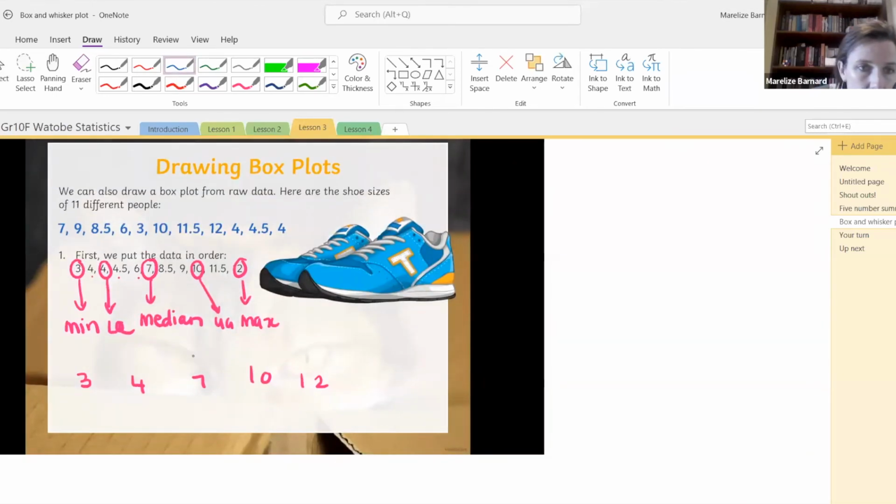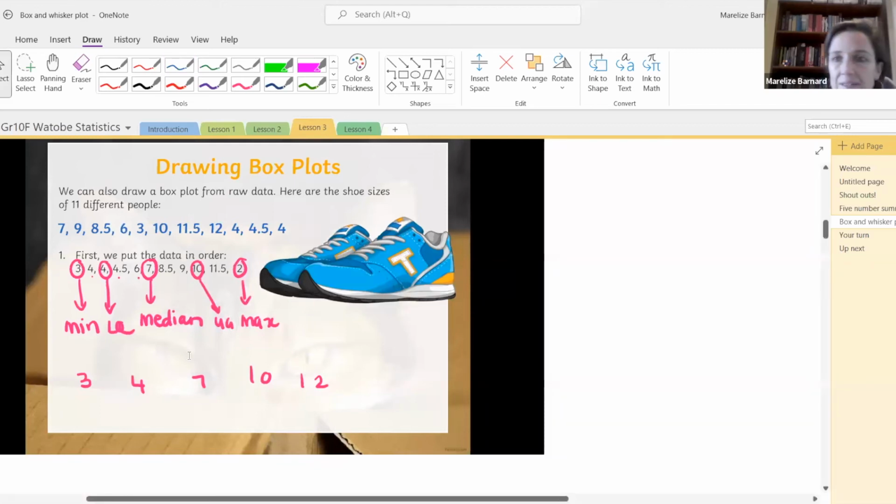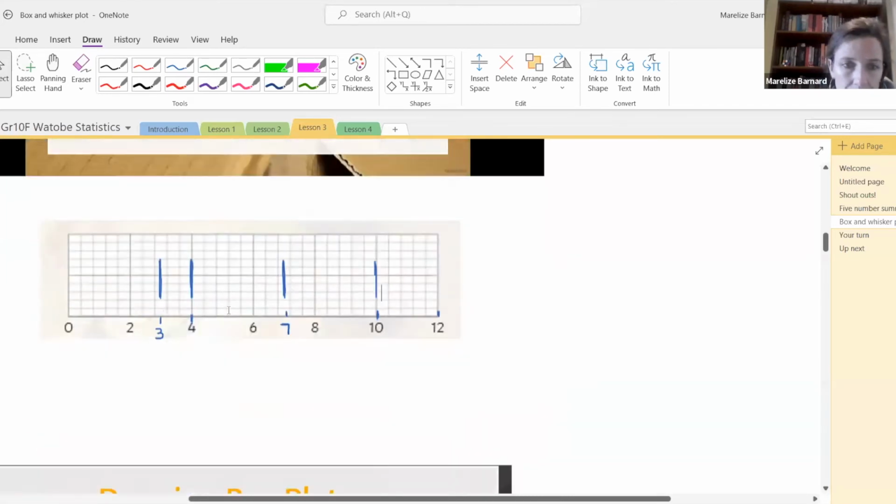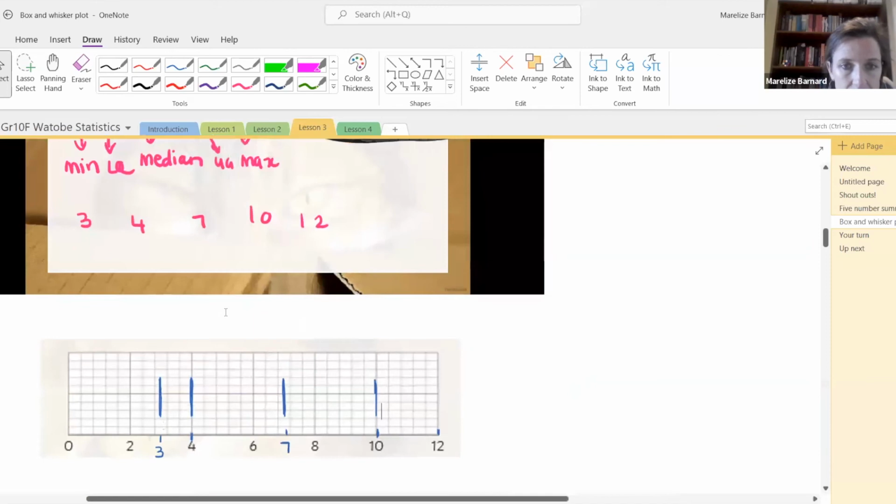Median is 6. 1, 2, 3, 4, 5, 6. 1, 2, 3, 4, 5. No, it is 7. Hey, Miss Kaka, I'm right. The median is 7. Yeah. Let's check the answer. Yes, it is.